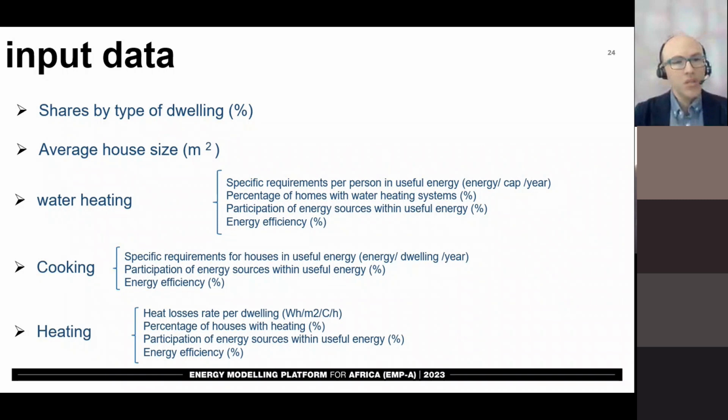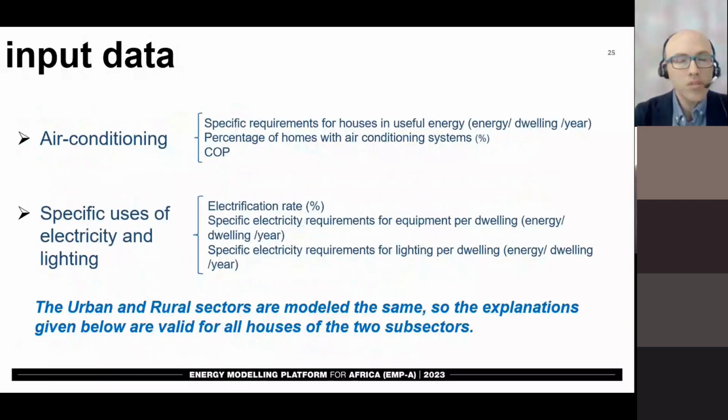For heating, we need the heat losses rate per dwelling, the percentage of houses with heating, the participation of energy sources within useful energy, and energy efficiency. For air conditioning, we need specific requirements for houses in useful energy, the percentage of homes with air conditioning systems, and COP, the coefficient of performance. For specific uses of electricity and lighting, we need the electrification rate, the specific electricity requirements for equipment per dwelling, and the specific electricity requirements for lighting per dwelling.